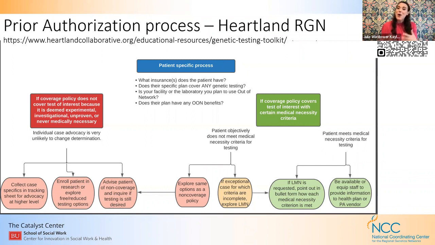And if you are able to find out that there is a coverage policy for the test of interest, let's use exome as an example, and that policy includes medical necessity criteria, then you can evaluate whether or not your patient meets that criteria. If they do, then yes, spending that time on a letter of medical necessity or going through the prior authorization portal is really a valuable use of time, and we can smooth the way for testing and reimbursement.